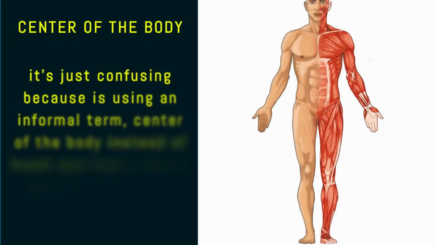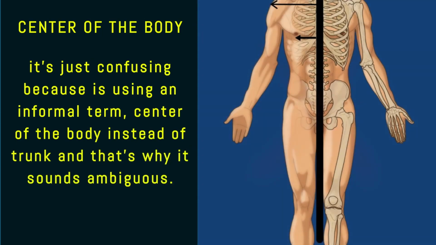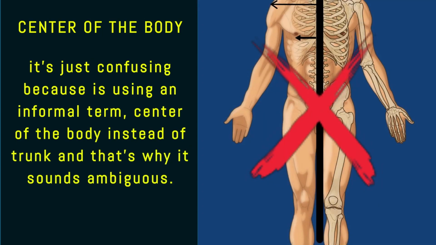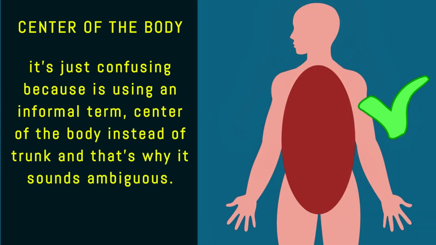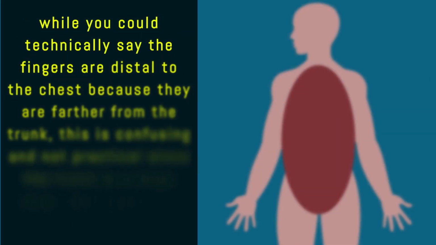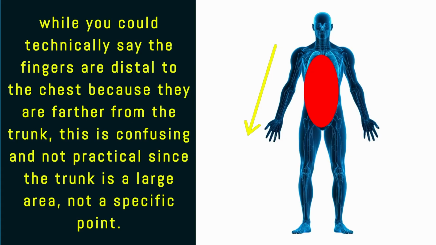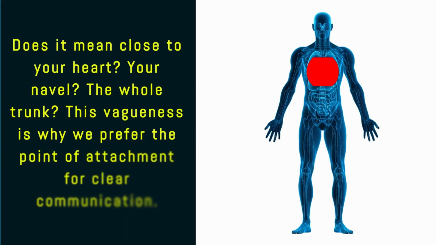With your new understanding, this definition isn't wrong. It's just confusing because it's using an informal term, center of the body, instead of trunk, and that's why it sounds ambiguous. Therefore, while you could technically say the fingers are distal to the chest because they are farther from the trunk, this is confusing and not practical since the trunk is a large area, not a specific point. Does it mean close to your heart, your navel, the whole trunk? This vagueness is why we prefer the point of attachment for clear communication.